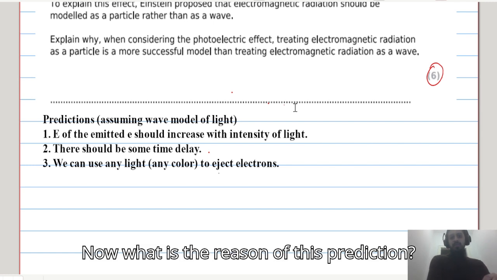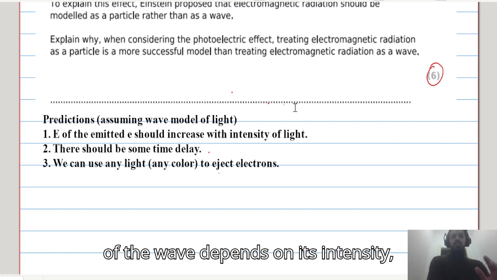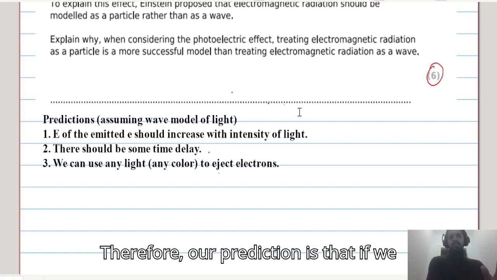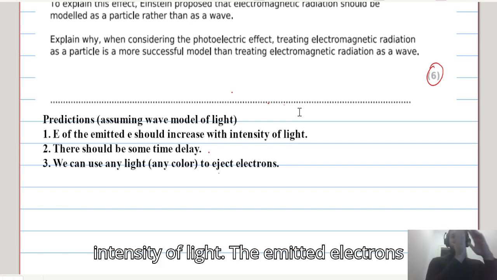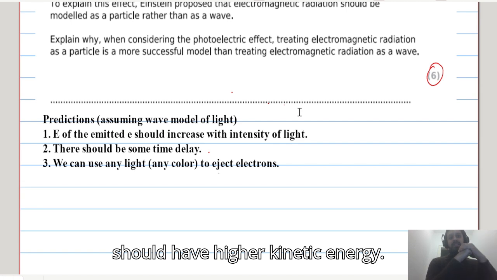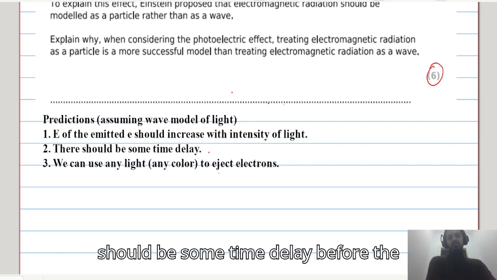Now, what is the reason for this prediction? The reason is that in wave model, energy of the wave depends on its intensity. Therefore, our prediction is that if we increase the brightness of light or intensity of light, the emitted electrons should have higher kinetic energy.